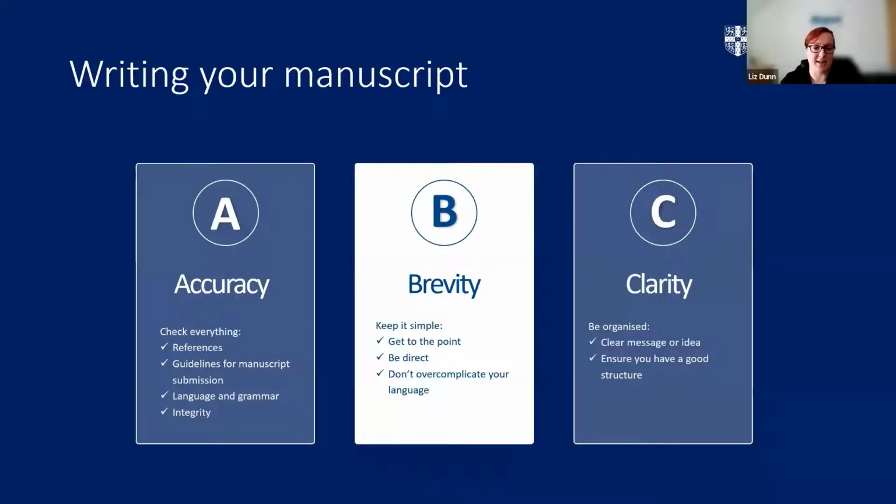In terms of brevity, when writing, it's a good idea to keep it simple and really get to the point quickly. A longer manuscript may not necessarily be better, as it may lose your reader's attention.